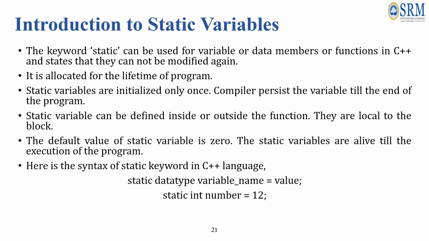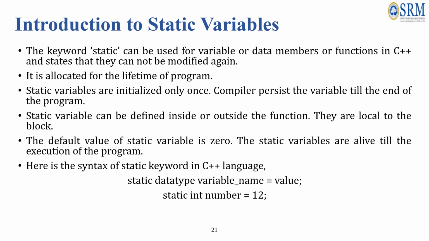So it is not a temporary variable. The compiler will always persist the variable till the end of the program. It will use the variable till the end of the program. It will not delete it. Similarly, static variables can be a local variable or a global variable, or you can even declare a static variable inside a function. So wherever it is defined, static variables are permanent variables and are by default initialized to 0.